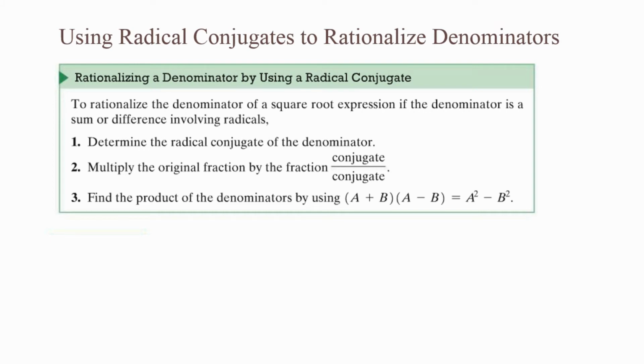Rationalizing a denominator by using a radical conjugate. To rationalize the denominator of a square root expression if the denominator is a sum or difference involving radicals: 1. Determine the radical conjugate of the denominator. 2. Multiply the original fraction by the fraction conjugate divided by conjugate. 3. Find the product of the denominators by using (a + b)(a - b), which equals a squared minus b squared.